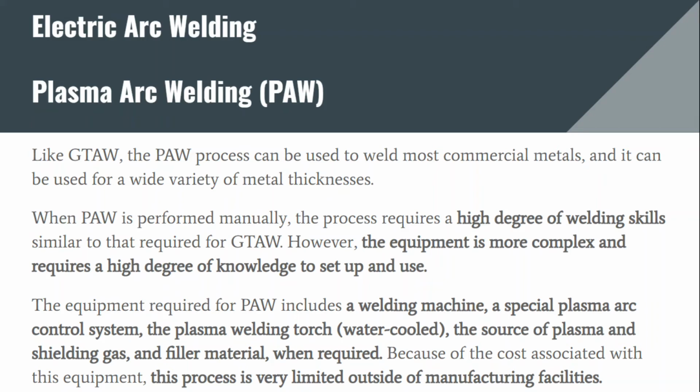When plasma arc welding is performed manually, the process requires a high degree of welding skills similar to that required for gas tungsten arc welding. However, the equipment is more complex and requires a high degree of knowledge to set up and use. The equipment required for plasma arc welding includes a welding machine, a special plasma arc control system, the plasma welding torch, water-cooled, the source of plasma and shielding gas, and filler material, when required. Because of the cost associated with this equipment, this process is very limited outside of manufacturing facilities.